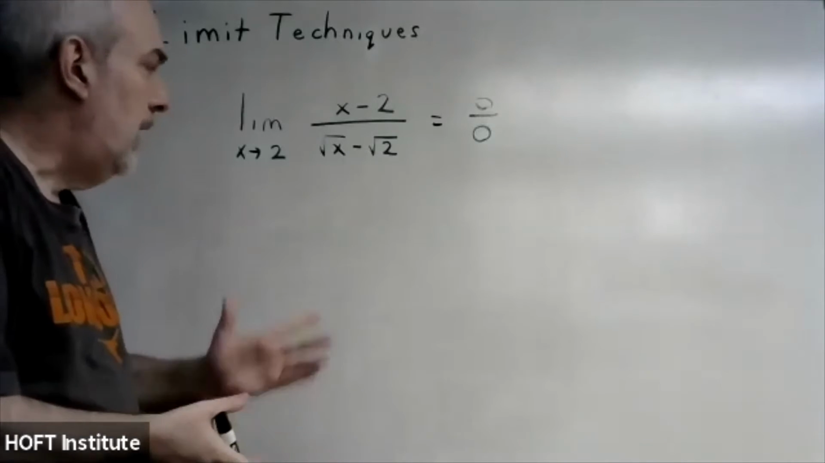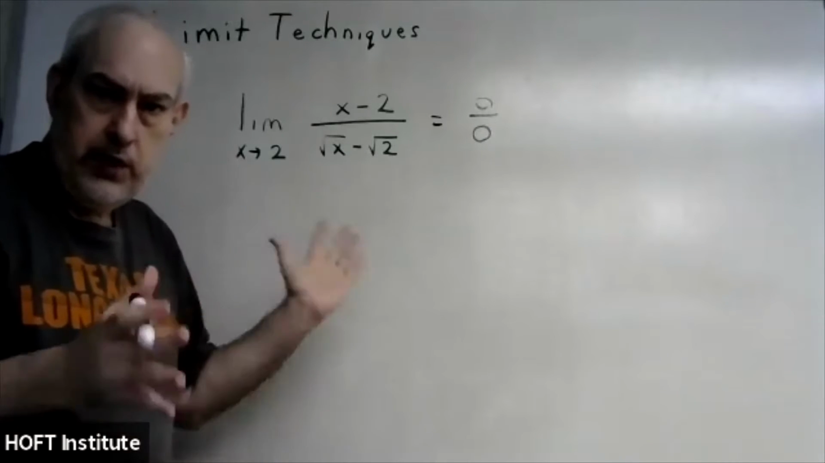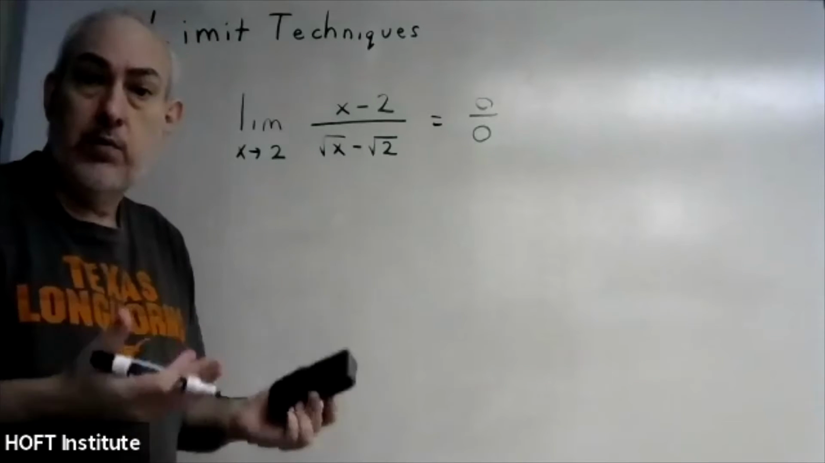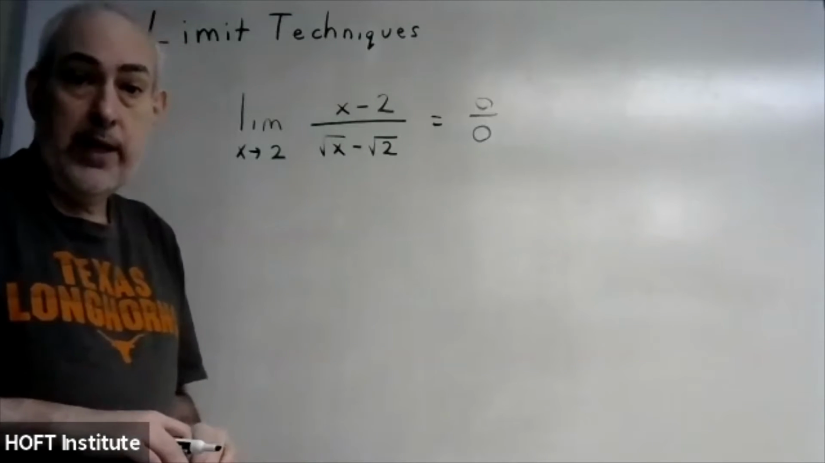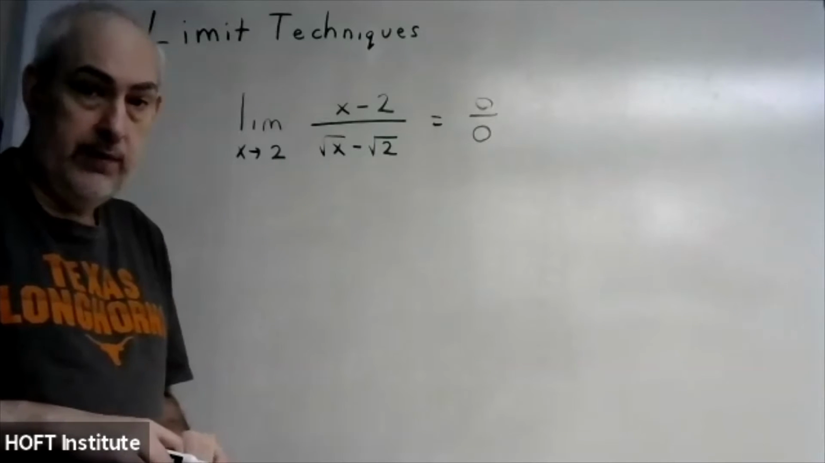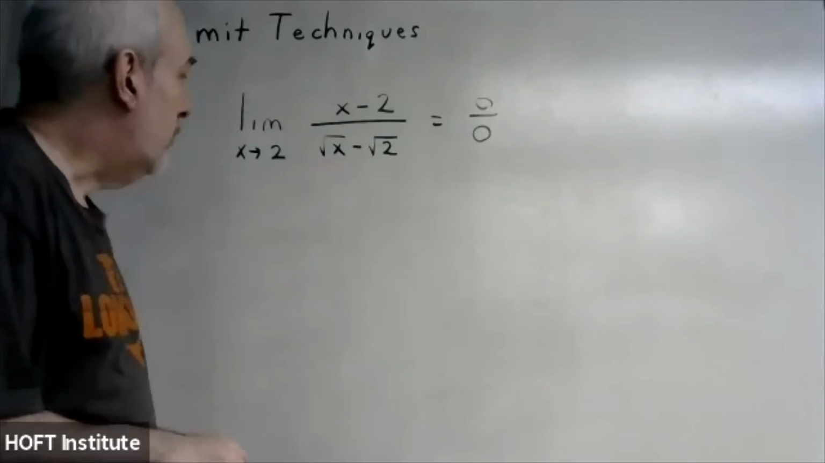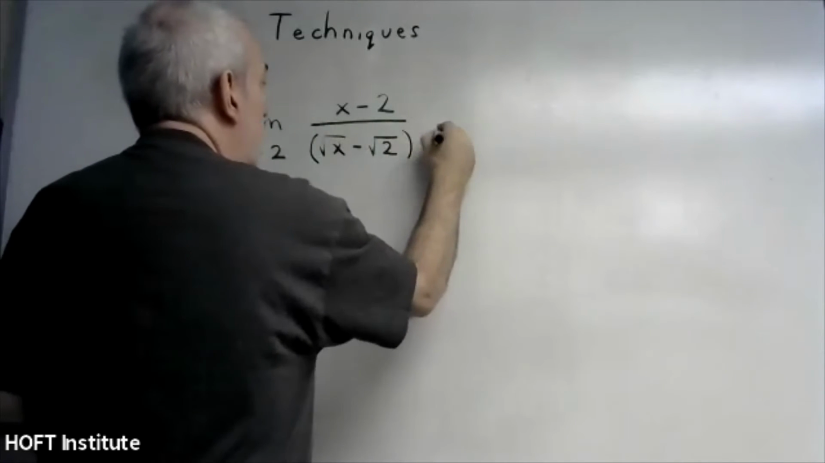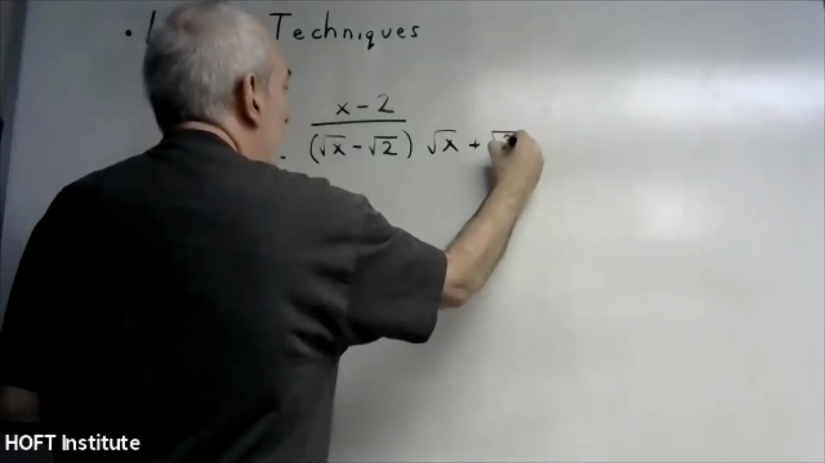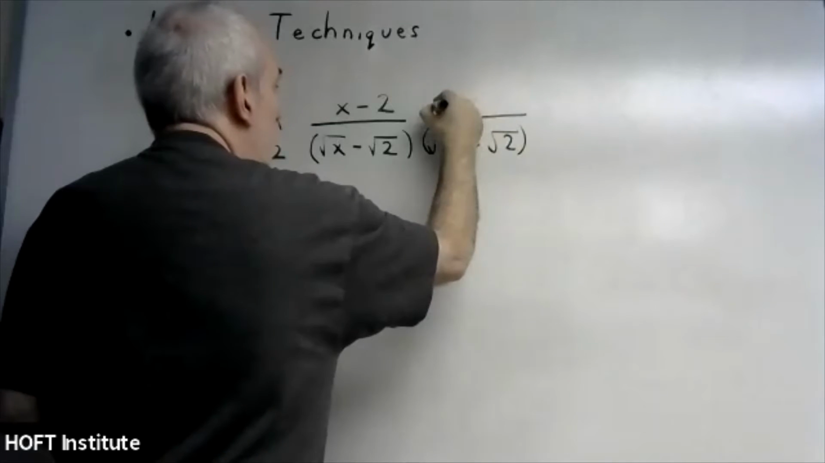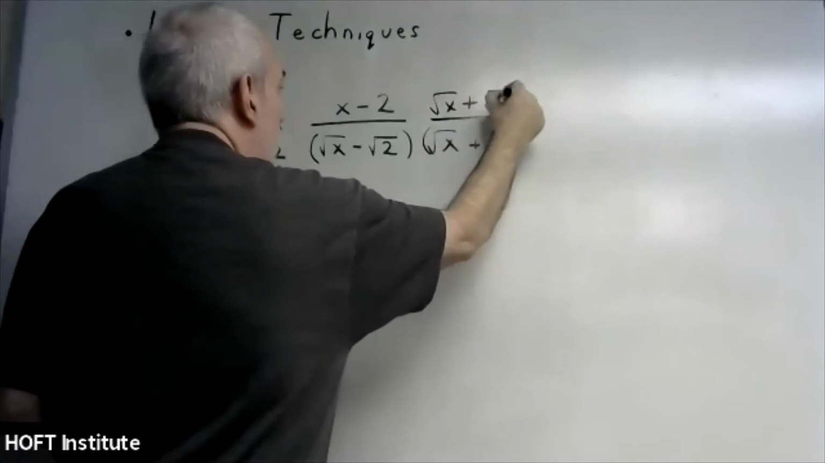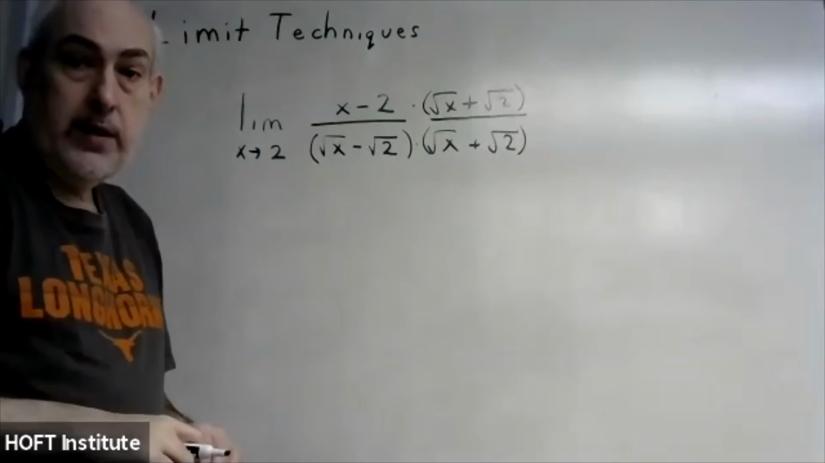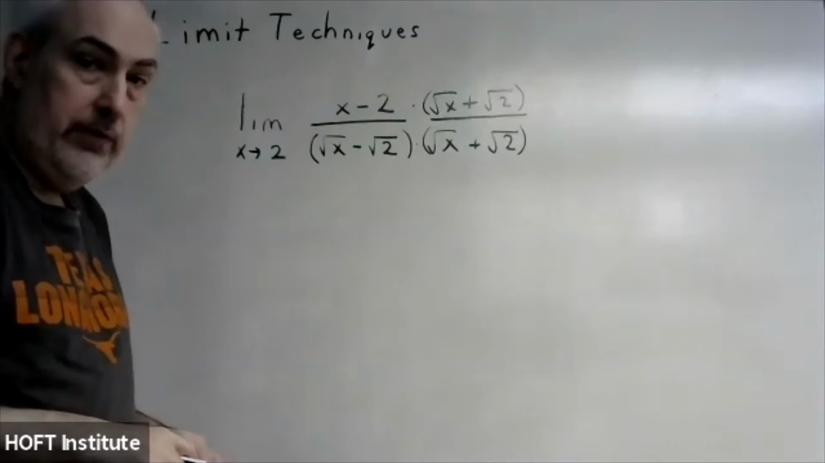Okay, so what can we do? We can't factor this, not in the traditional sense. We have to use a technique specific to square roots, which is multiplying by the conjugate of the expression with square roots in it. The conjugate of square root of x minus square root of 2 is square root of x plus square root of 2. I'm assuming that you're a little familiar with conjugates. So we're just going to multiply that times the top and the bottom and simplify.